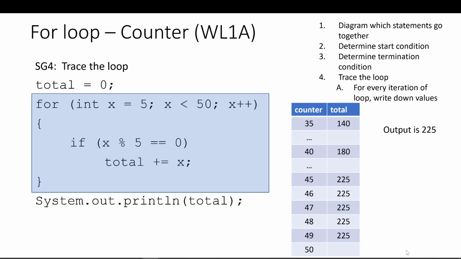Then when x becomes 46, total stays the same. 47, total stays the same. 48, total stays the same. 49, total stays the same. When we get to 50, we have reached the termination condition, and we exit the loop. Therefore, the output from the final print line statement is to print 225. This is the end of this worked example.